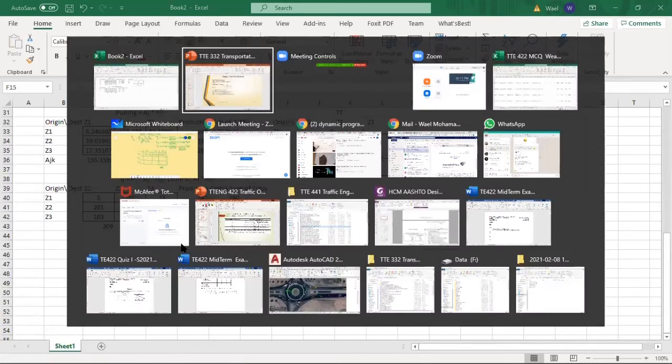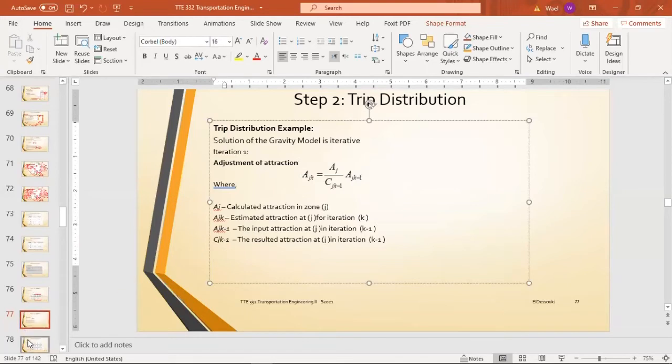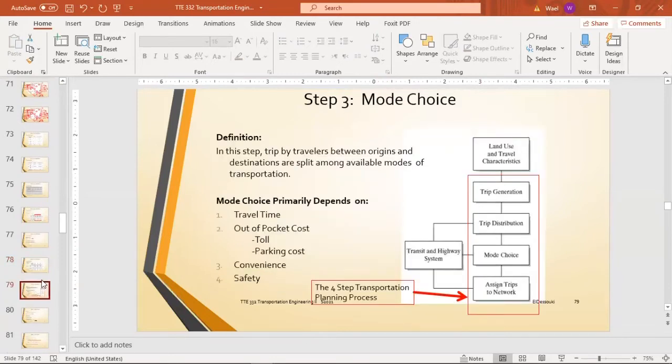Okay. So that was the gravity model, and how we conduct this task. And as I mentioned, you keep iterating until you reach convergence. So after a few iterations, we get to 301 and 270 and 180. Okay. Then we move now to the step after that, which is basically the mode choice.